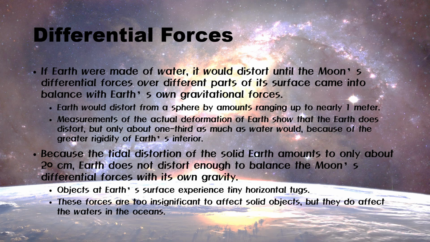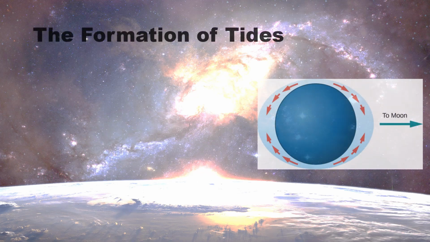Now, because the distortion of the solid Earth amounts to only about 20 centimeters, Earth does not distort enough to balance the moon's differential forces with its own gravity. Objects at Earth's surface experience tiny horizontal tugs. Now, these forces are too insignificant really to affect solid objects, but they do affect the waters in the oceans. And that gets us into this conversation around the tides, which we were trying to get to.